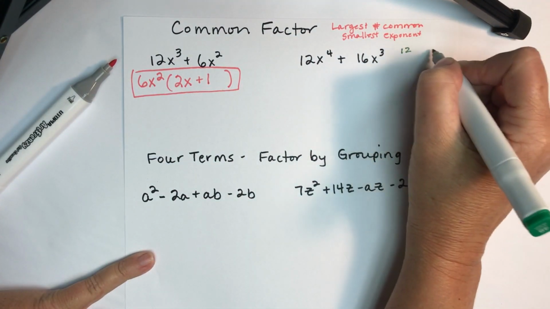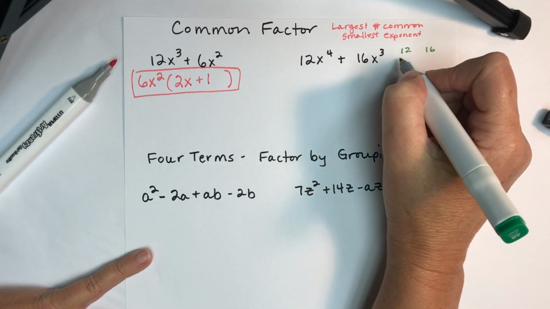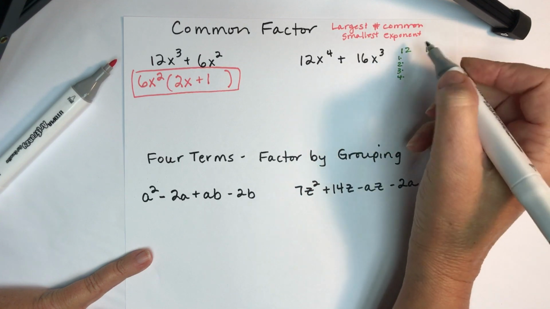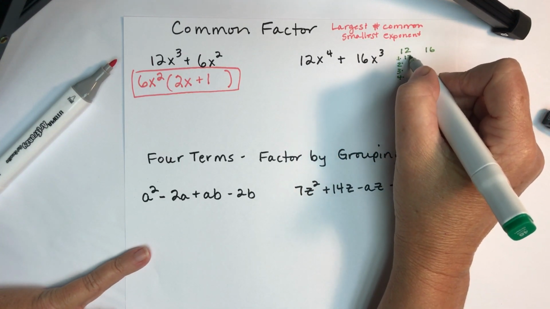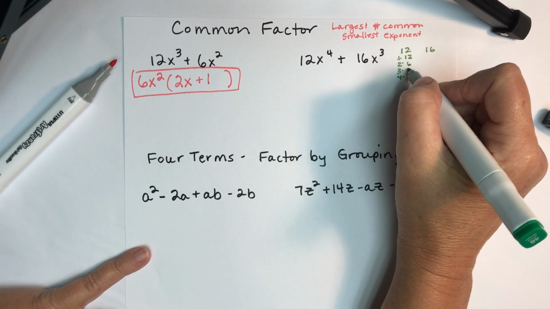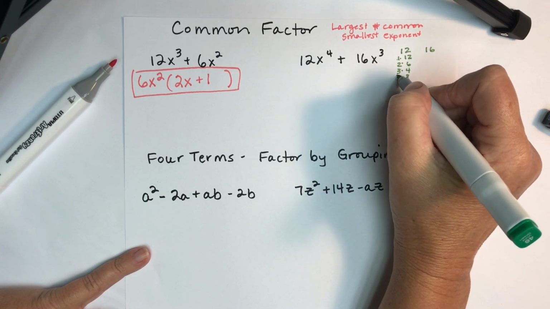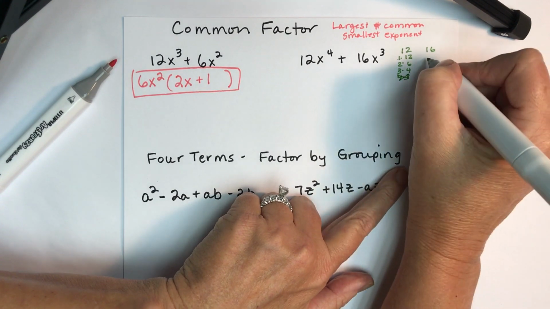If you look at 12 and at 16 and look at their factors. What I mean by that is you can list the numbers and then decide what the factors would be by dividing. So 12 divided by 1 is 12. 12 divided by 2 is 6. 12 divided by 3 is 4. And then 12 divided by 4 is 3. So do you see those repeat? So we're done with our factors of 12.